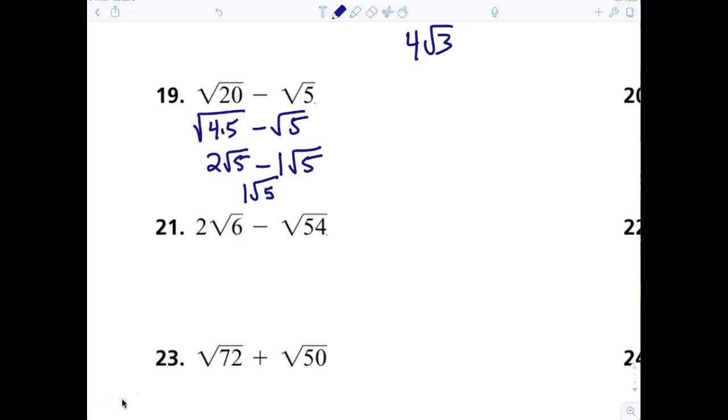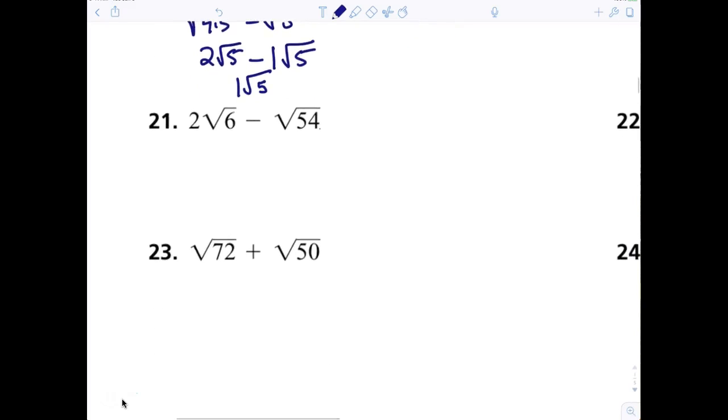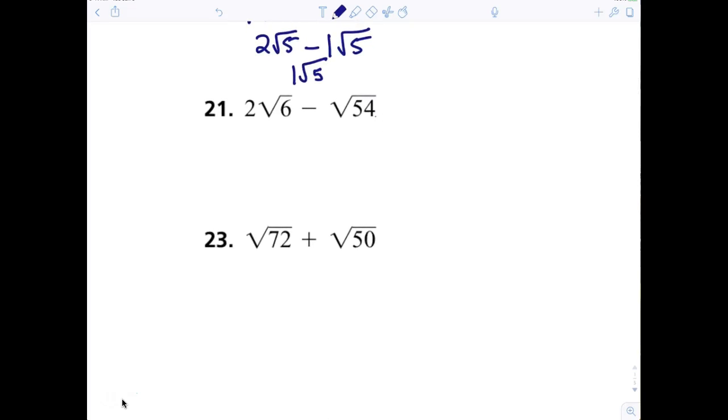All right, Colin, what about 21? All right, 21. So we're going to change radical 54 to 9 radical 6. Good. And now what do I do with the 9? With the 9, we'll take that on the outside and make that a 3. Good. So our final answer? The final answer is negative 1 radical 6.